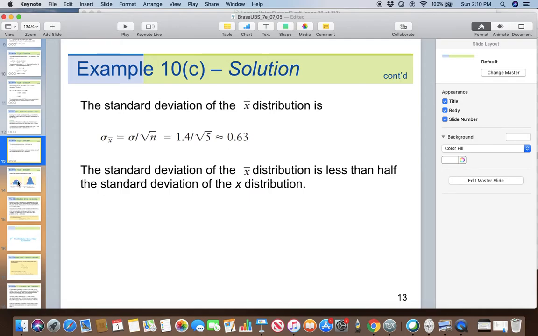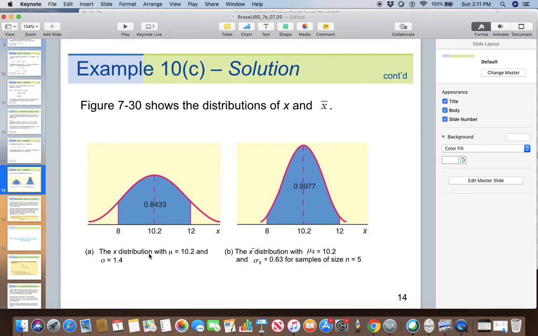All right, so the picture here is as follows. This is for my original x. Look how spread out it is. Why is it spread out? Because the standard deviation is 1.4. Now here is the distribution of x bar. It is not spread out. It's scooped up around the same mean. Mean is 10.2 here, mean is 10.2 here. It's scooped up here. Why? Because the standard deviation is much smaller, correct?